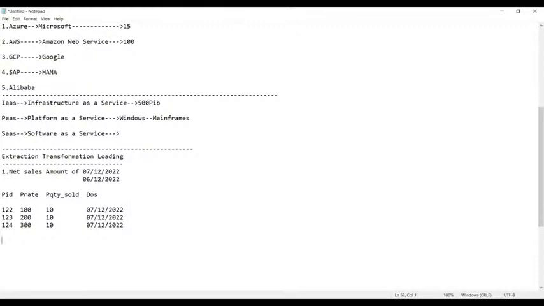Now, guys, this is the data. Everyone, just have a look here. This is the data which we have collected, which we got from the 7th day of December 2022.